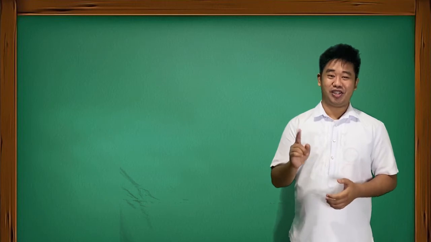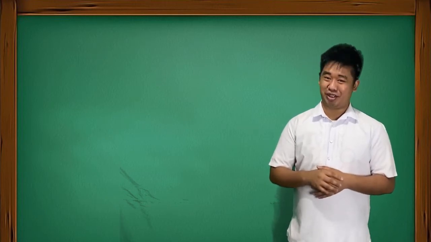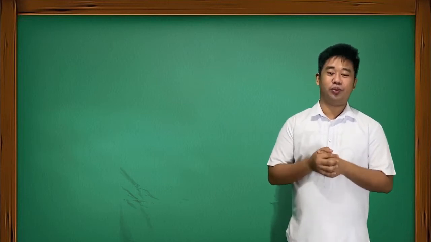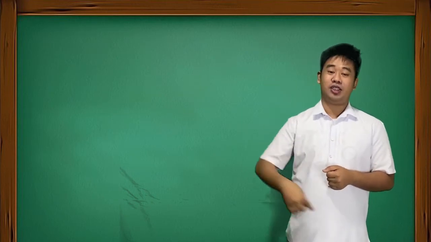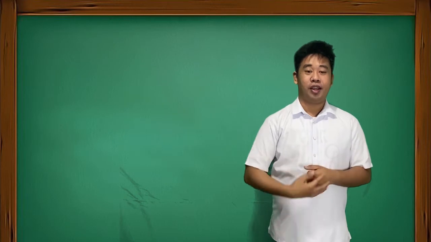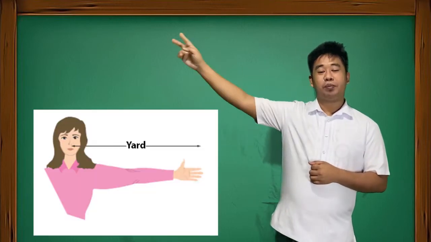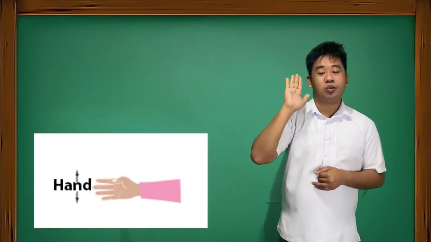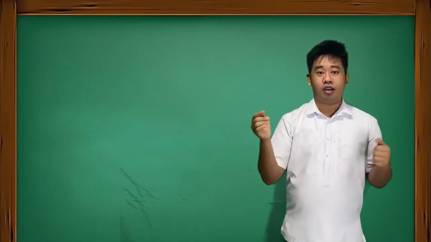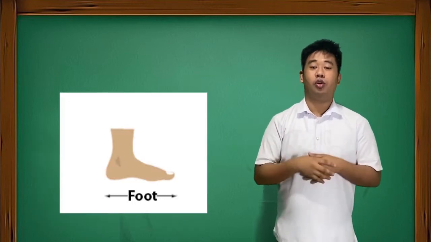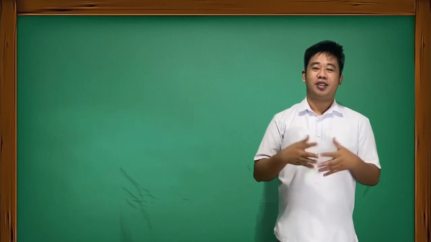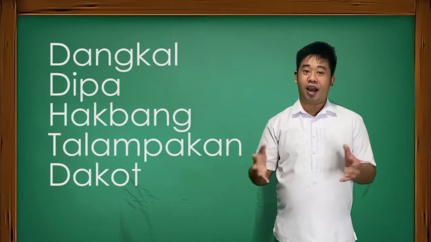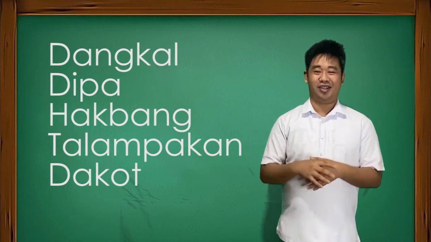Did you know that during ancient times, humans used their body parts to measure? Historical records indicate that the first units of length were based on people's hands, feet, as well as arms. For example, the distance from the nose of the king to the tip of the middle finger is equivalent to 1 yard. The span of his hand is equivalent to 4 inches. The span of his foot is equivalent to 1 foot or 12 inches. The same is true with our ancestors. Our Filipino ancestors used dangkal, dipa, hakbang, talampakan, at dakot in measuring.